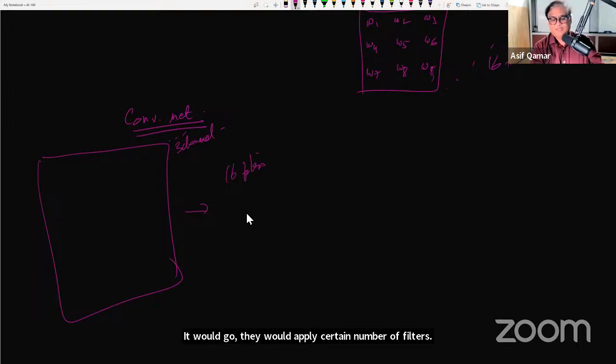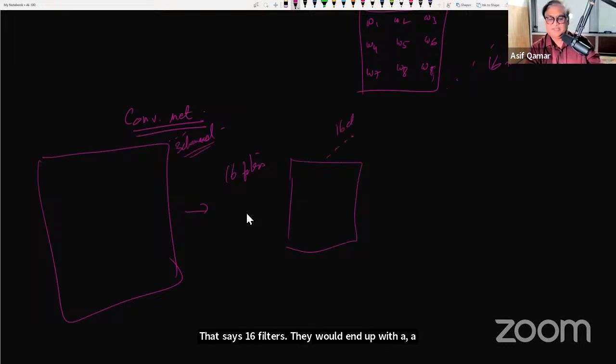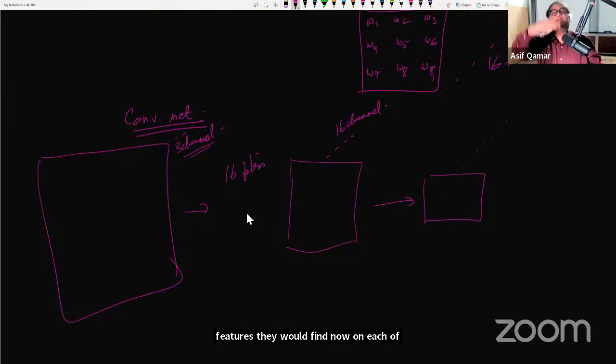They would end up with a smaller feature map of 16 now. So from 3 channels, you have gone to 16 channels. Remember, each channel is one feature found in the image. Then they would go to the next layer and it would be even smaller. Are we together? But the number of features they would find, now on each of these feature maps, they would find sub features. They would look for more information.